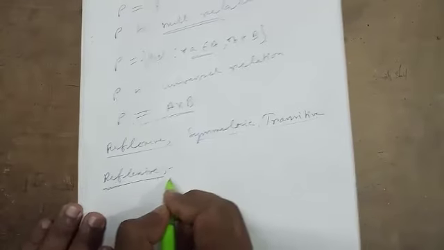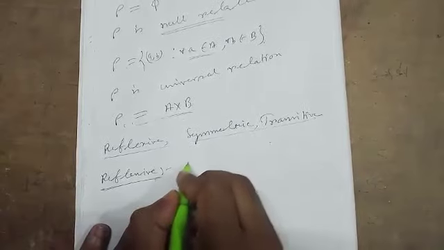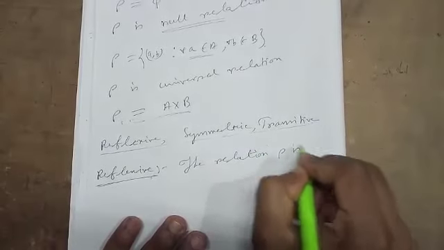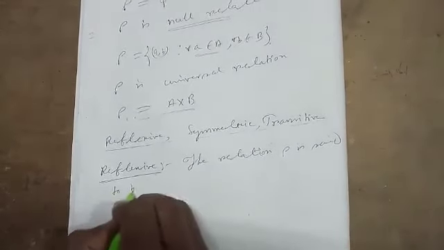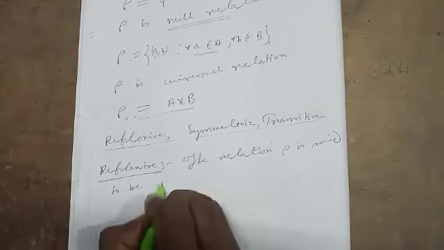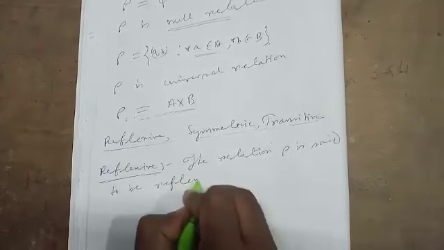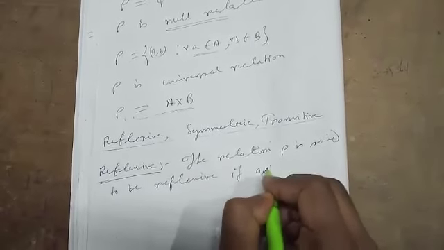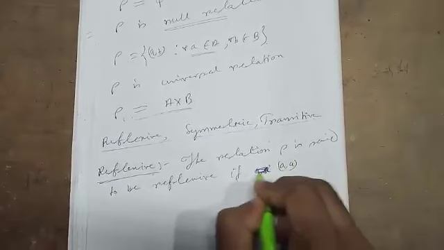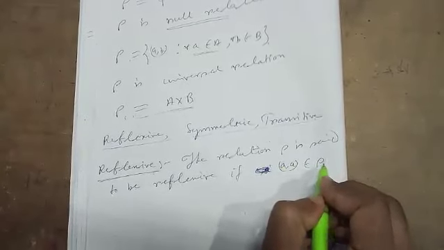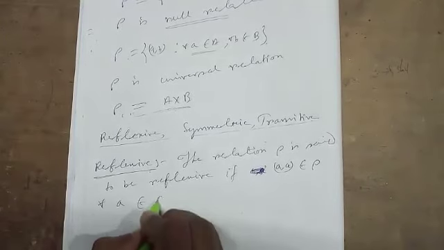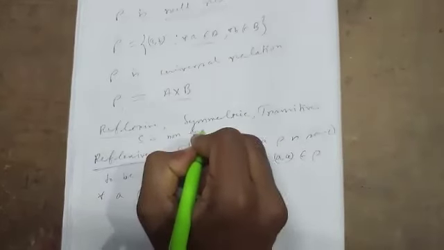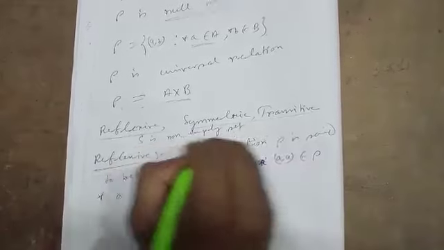Reflexive, what is a reflexive relation? The relation rho is said to be reflexive if (a, a) belongs to rho for all a belongs to S, where S is a non-empty set.